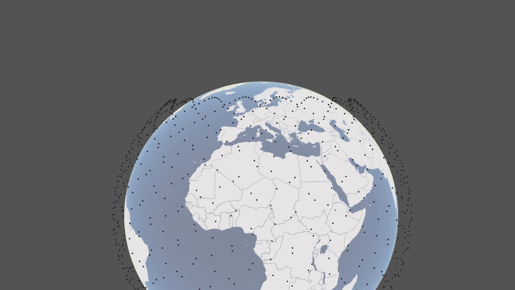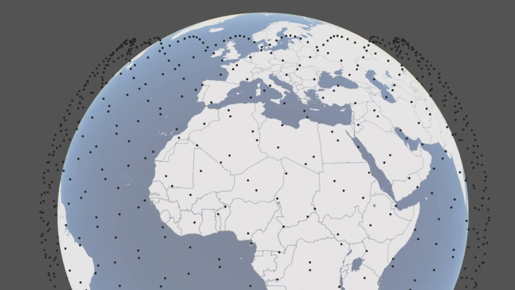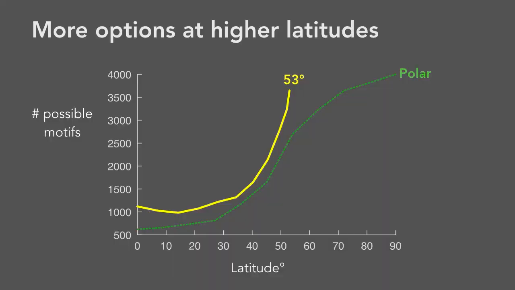So, the motifs perform well, but can we do even better? Yes, by exploiting the geometry of these constellations. Compare the field of view of a satellite at the equator to one at a higher latitude. We see the constellation is denser at higher latitudes. This translates to more options for connectivity as we go higher up from the equator. This plot quantifies the number of motif possibilities at different latitudes. For polar as well as inclined constellations, the number increases significantly with latitude. For example, for the inclined constellation, there are around 1000 options at the equator versus around 3500 at higher latitudes.